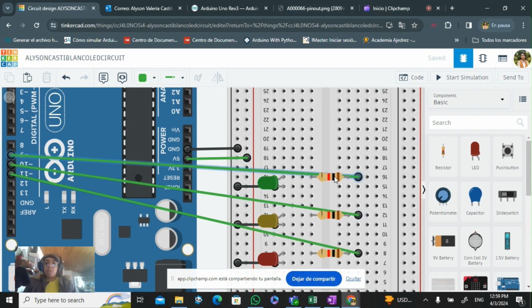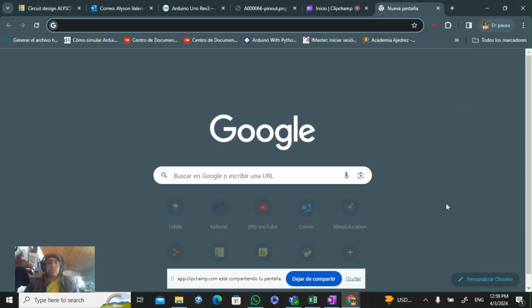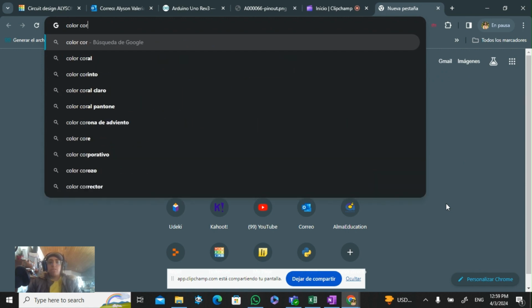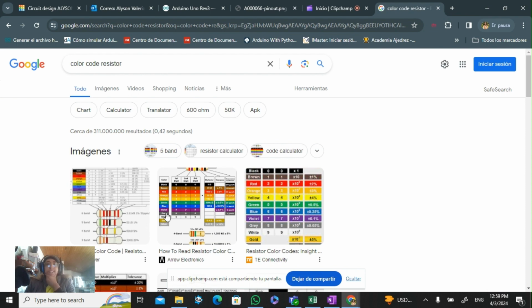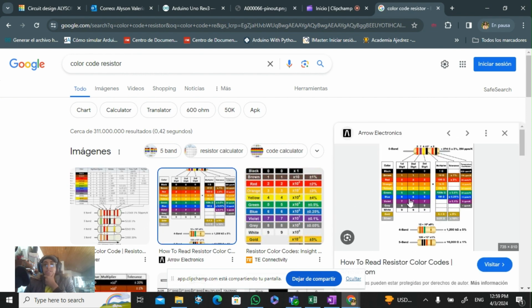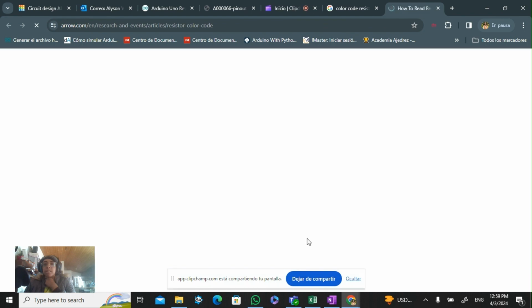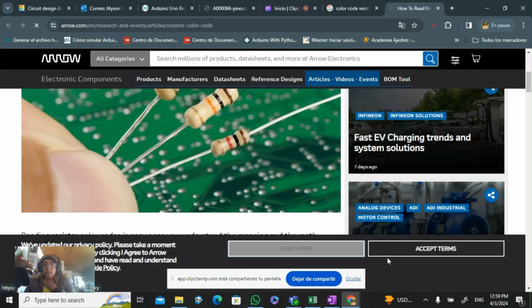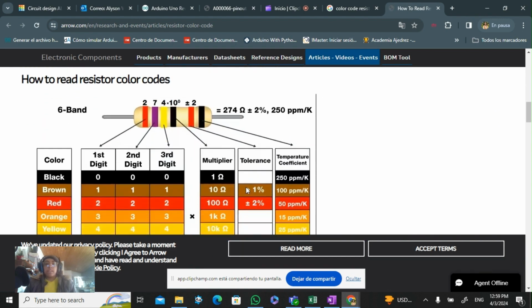But you will ask about these colors. This is very easy. This is the color code of the resistor. So the only thing that you can do is search color code resistor, and here you will find a table. For example, I'm going to share this article and also this image, and with that we can look at this.